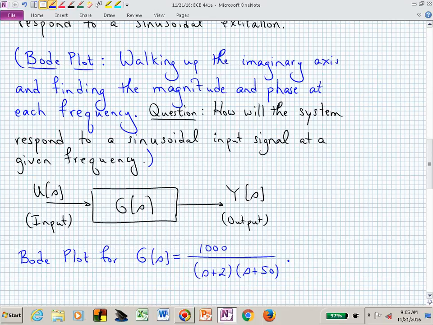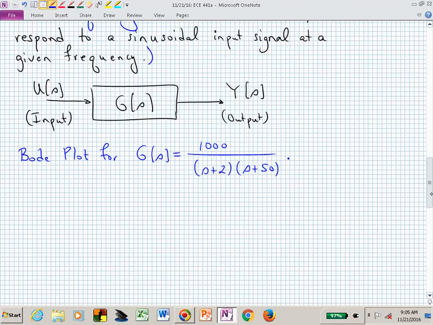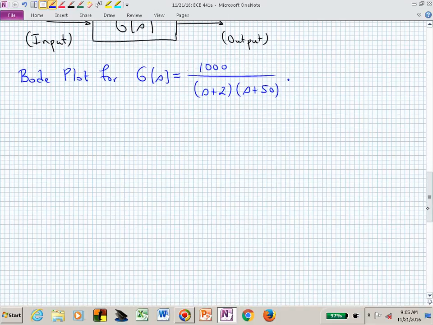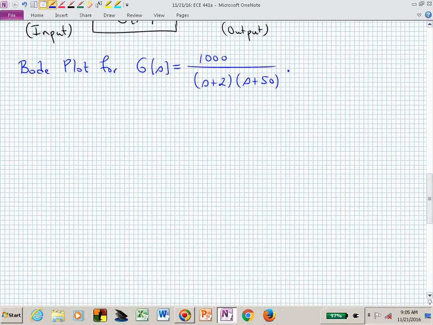What I want to do now is see if we can sketch this for G of s. Now, if we're sketching Bode plots, it's nice to know where the poles and zeros are, and this particular transfer function is written in pole zero form. The factors are arranged in such a way that you can immediately see the locations of your poles. We do not have any finite zeros.